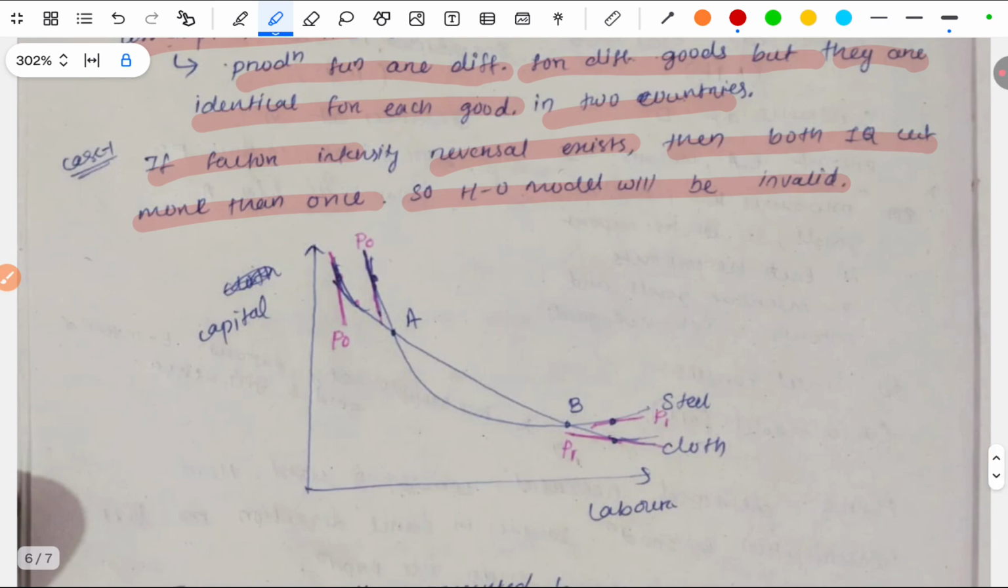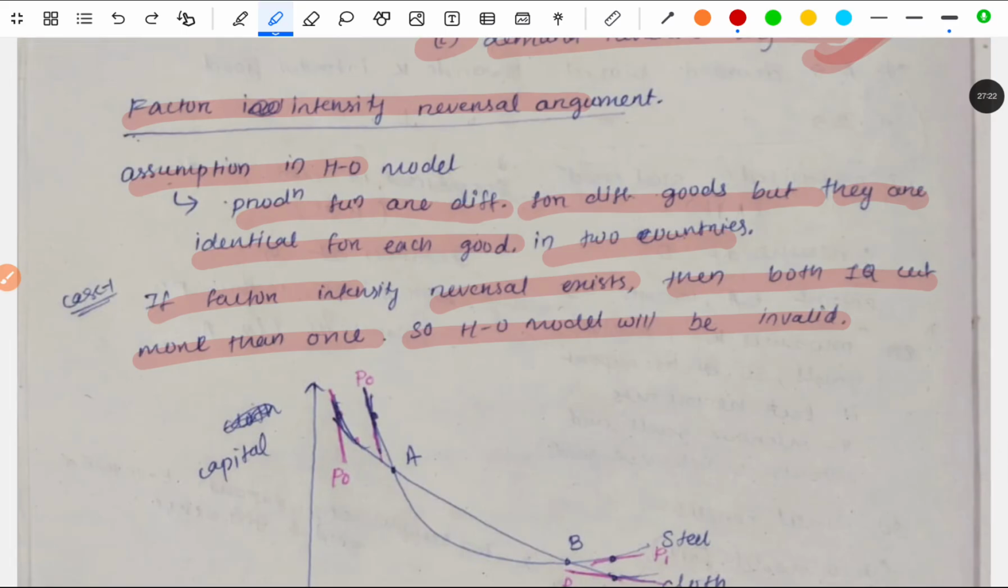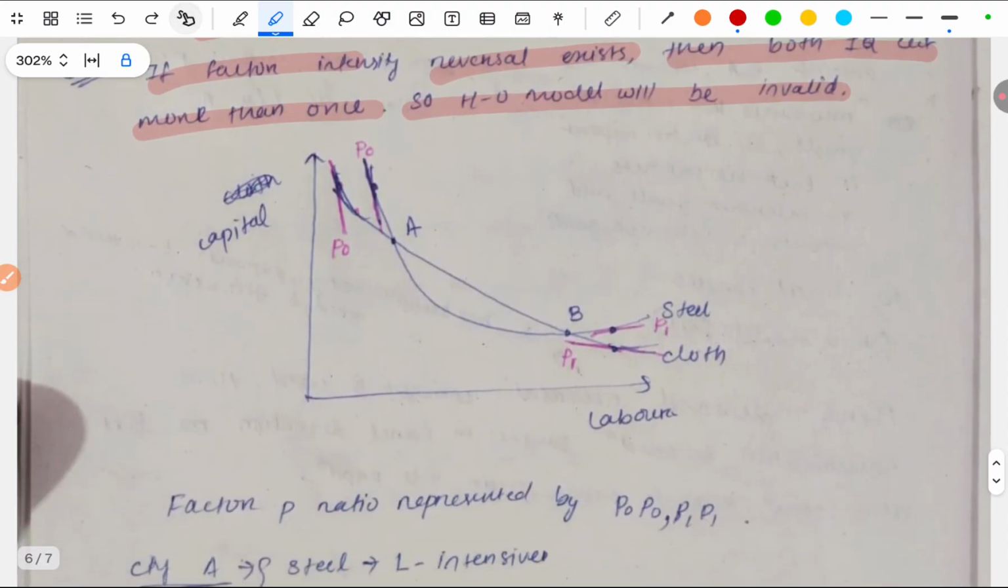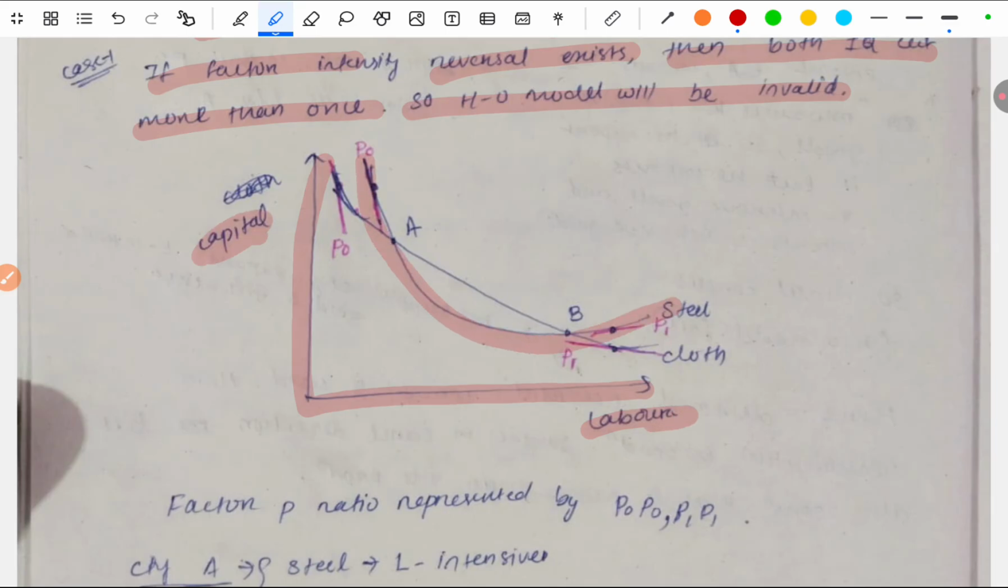So factor intensity reversal exists. What does it mean? Let us understand it. This is the x-axis, this is the y-axis, this is labor, this is capital. This is the isoquant line for country A, and this is the isoquant line for country B.